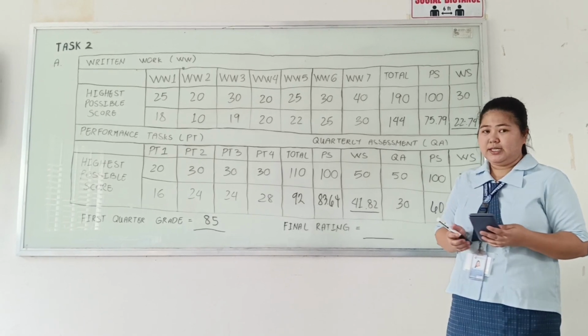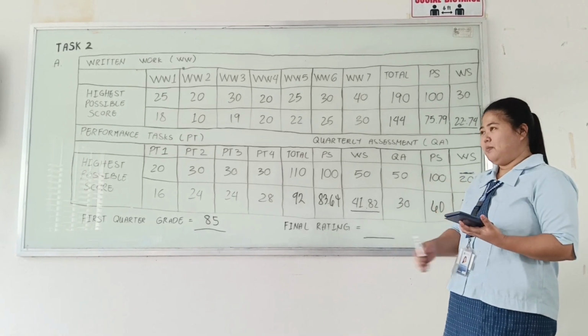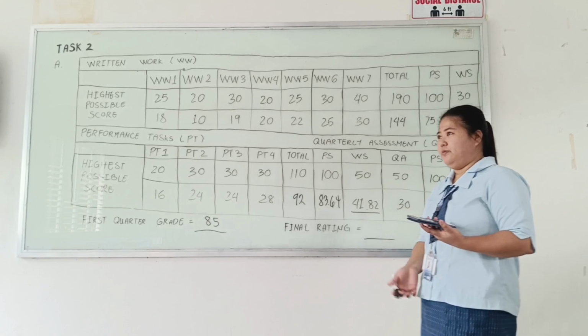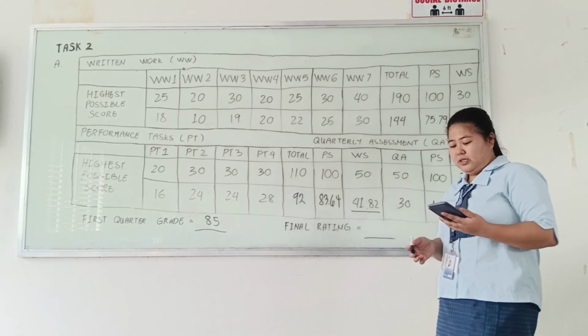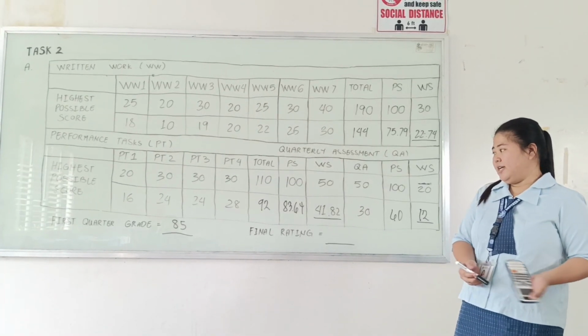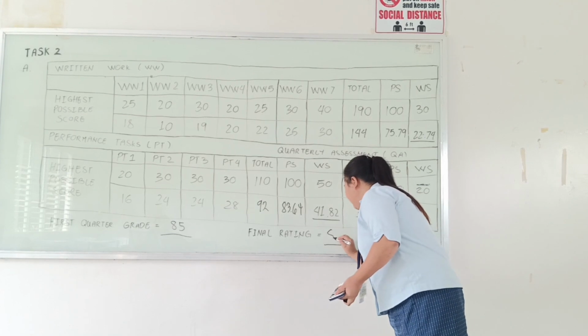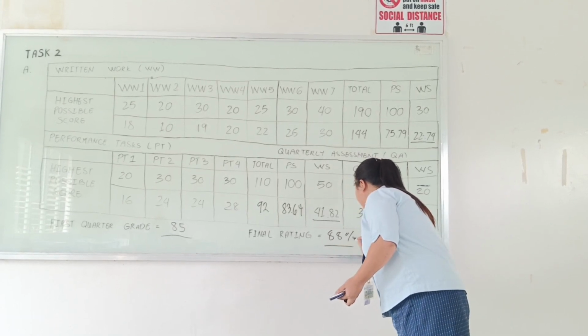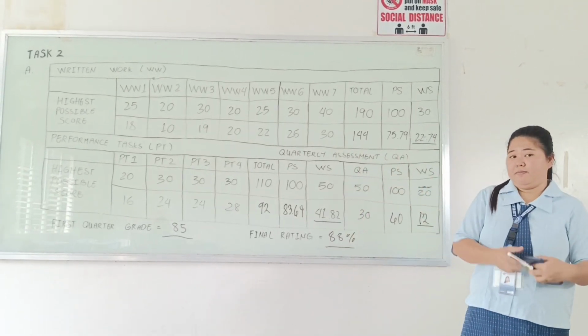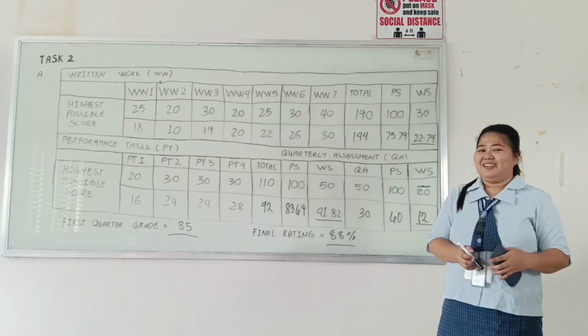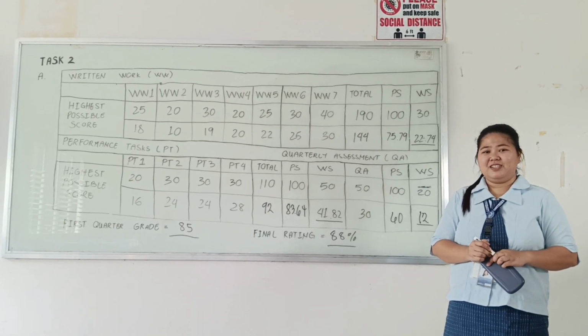So the total is 87.5, and we're going to round it to 88. Therefore, Miss Maris's final rating is 88%, and its descriptive rating is pass. Then the computed grade is 92.